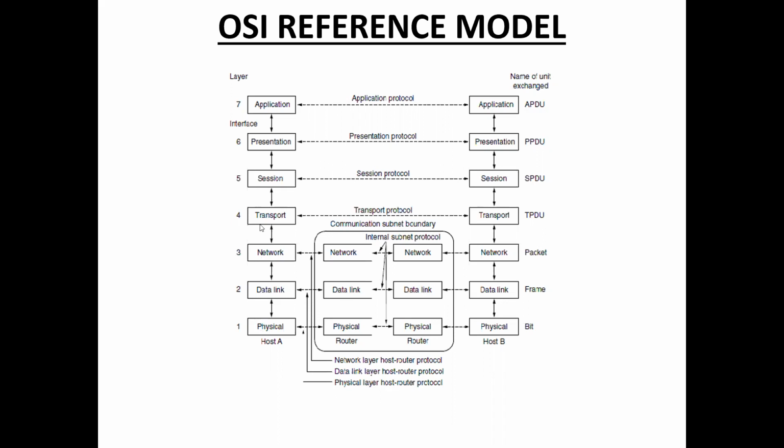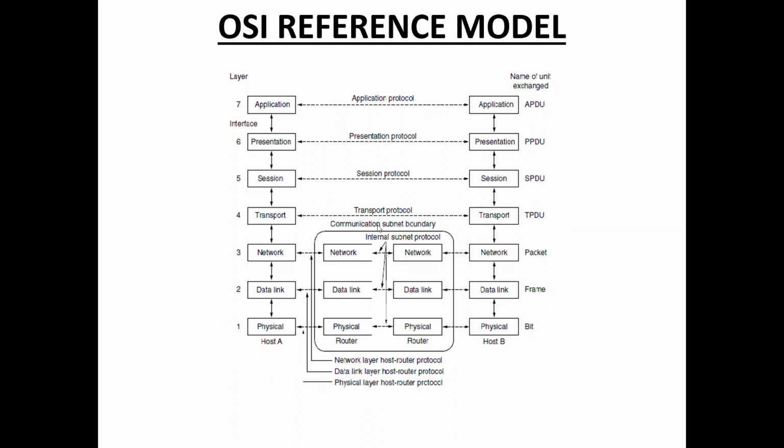Physical layer, data link layer, network layer, transport, session, presentation, and application. And in the other direction: application, presentation, session, transport, network, data link, physical. So this diagram shows bidirectional information. That means information flowing in either direction passes through all 7 layers.